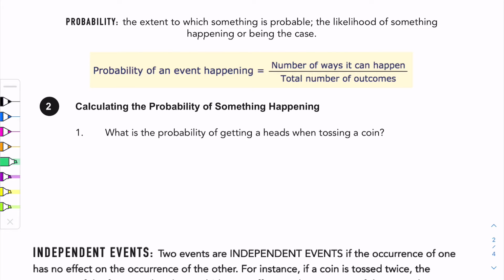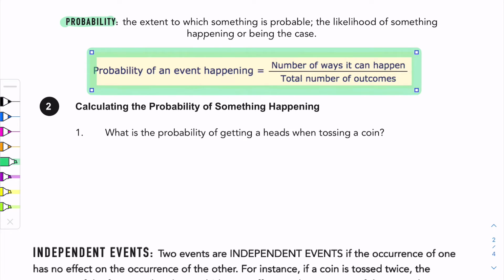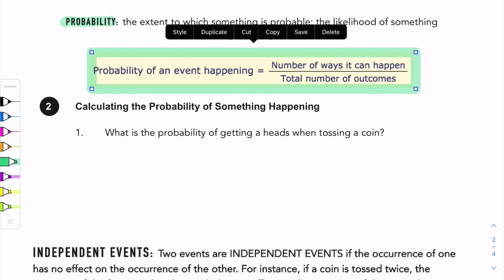Next, let's take a look at the vocab word of probability. This is the extent to which something is probable, or the likelihood of something happening or being the case. So the probability of an event happening has a formula: the probability of the event happening is equal to the number of ways it can happen divided by the total number of outcomes.